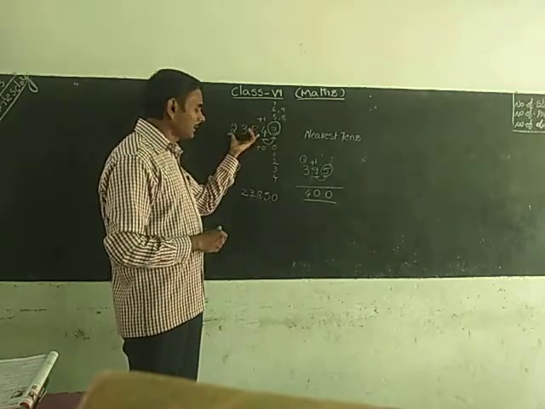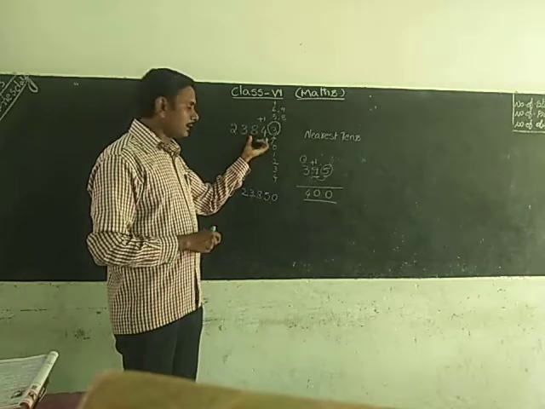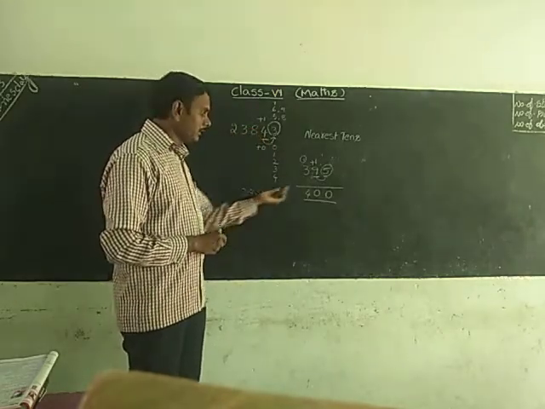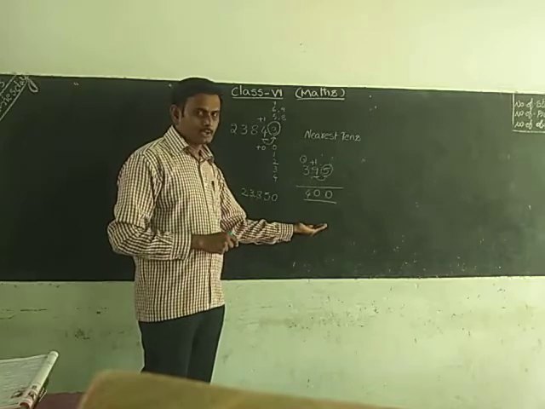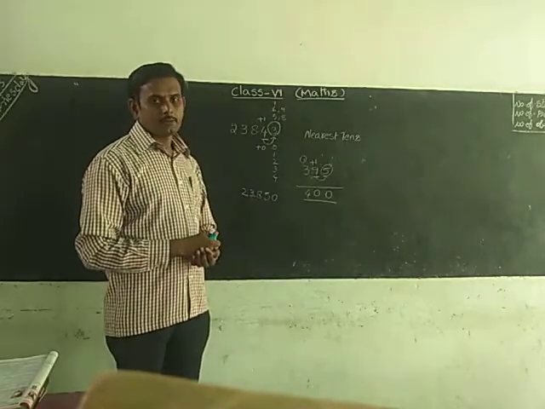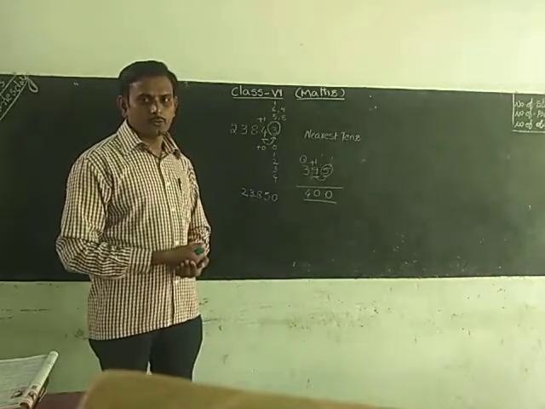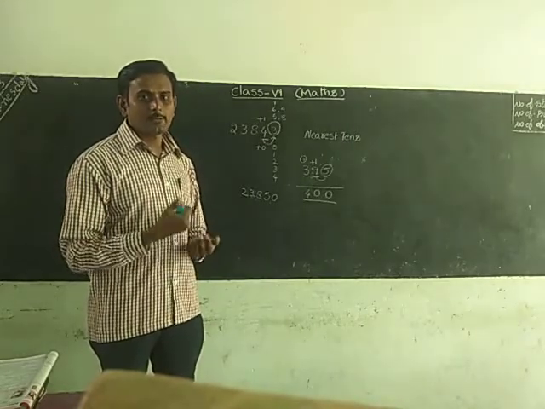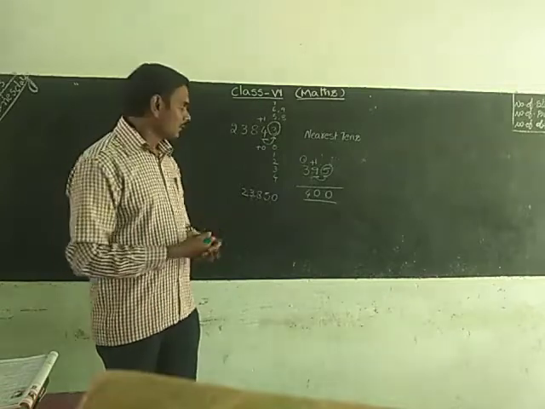No carry remaining means the left side numbers are simply copied. Underline the digit, and the left side numbers are copied as they are. If there is a carry, you add it like this. Zero added with any number gives that number only. 4 plus 0 is 4, 5 plus 0 is 5, 6 plus 0 is 6, 10 plus 0 is 10.